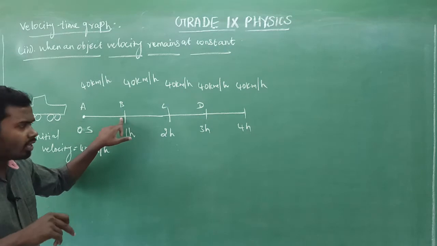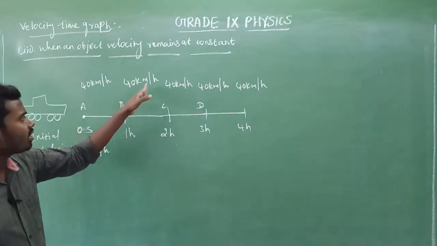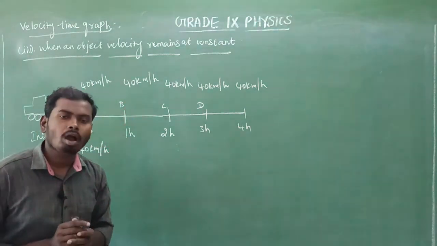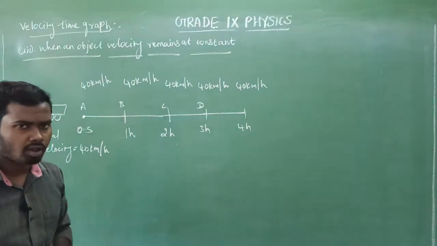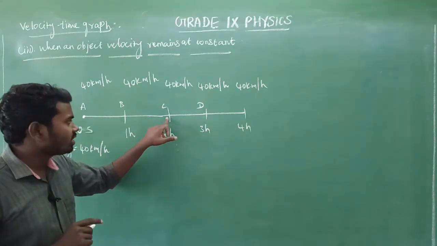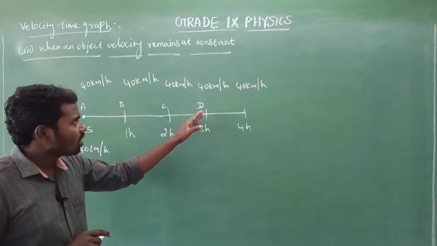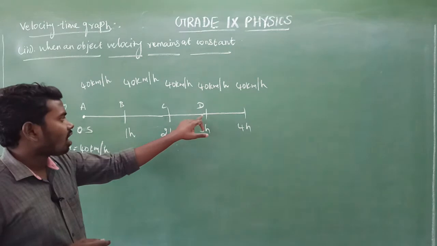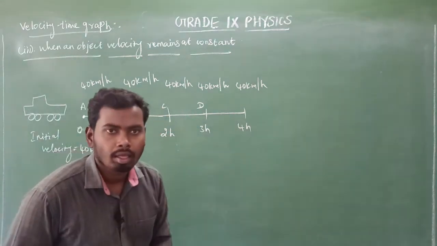From point B, in the next 1 hour, again the car velocity remains the same, that is the same 40 km per hour. There is no change in velocity of the object. Next, from point C, in the next 1 hour, which means 3 hours, again the car velocity remains the same, at the rate of 40 kilometers per hour.